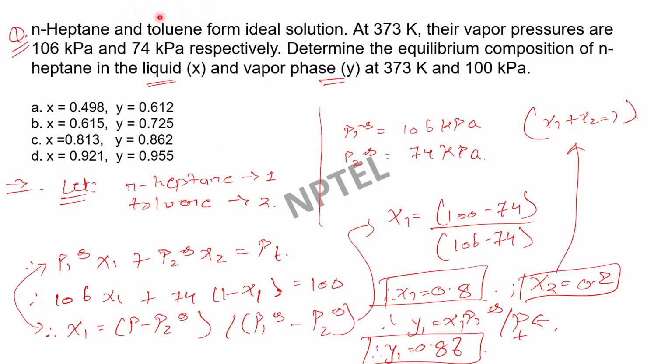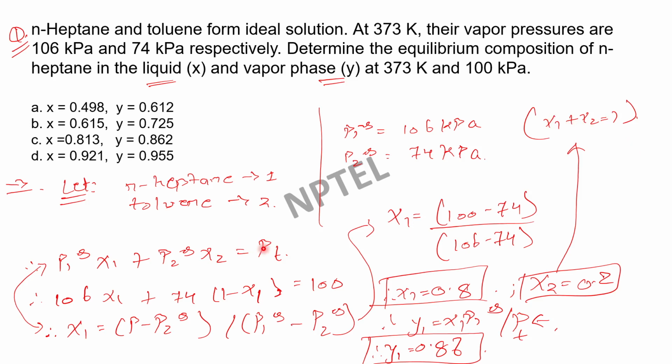So we have been given two components, n-heptane and toluene, which form an ideal solution. At 373 Kelvin, that is 100 degrees Celsius, the vapor pressures P1 and P2 are given to us. Determine the equilibrium composition of n-heptane in the liquid and vapor phase at a temperature of 100°C. So starting the numerical, we will write component 1 as n-heptane, component 2 as toluene, and the saturation vapor pressures are given as P1s and P2s, 106 and 74 kilopascal. Now we know that since they are in a mixture, the total mole fraction is equal to 1, that is x1 plus x2 equals 1, and similarly y1 plus y2 equals 1.